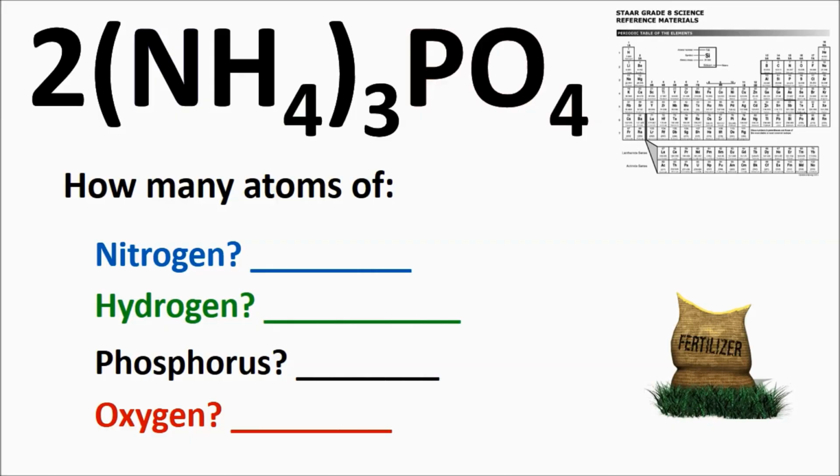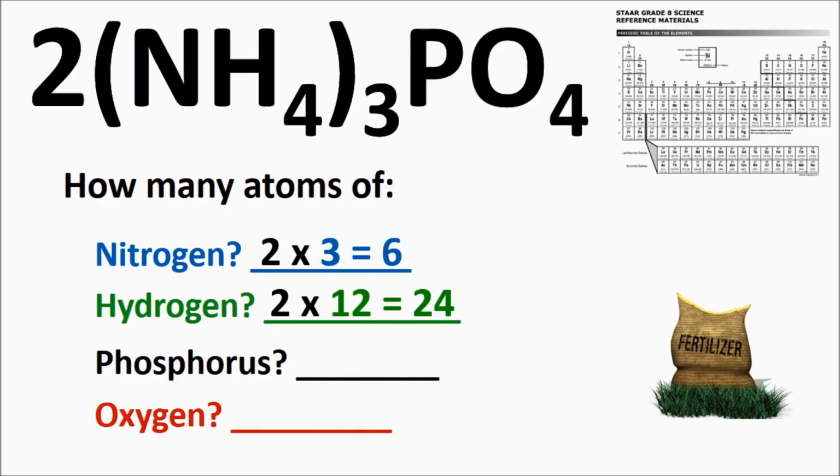So we see in just one molecule we had 3 atoms of nitrogen, but now we have to multiply it times our coefficient. So 2 times 3 equals 6 total atoms of nitrogen. For hydrogen, remember we had 4 in the parentheses, but there's a subscript outside it. We had 12 atoms of hydrogen in just one molecule. Now with 2 as our coefficient, we have to multiply that. So 2 times 12 equals 24.